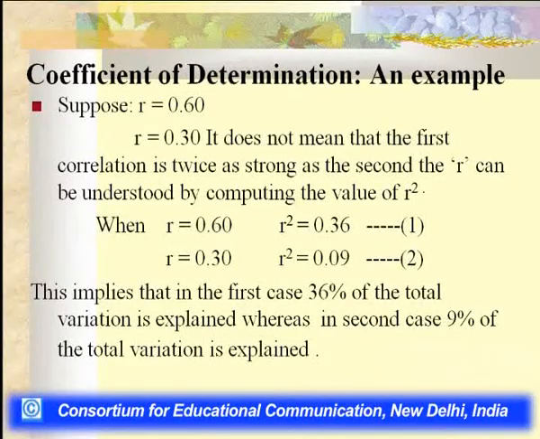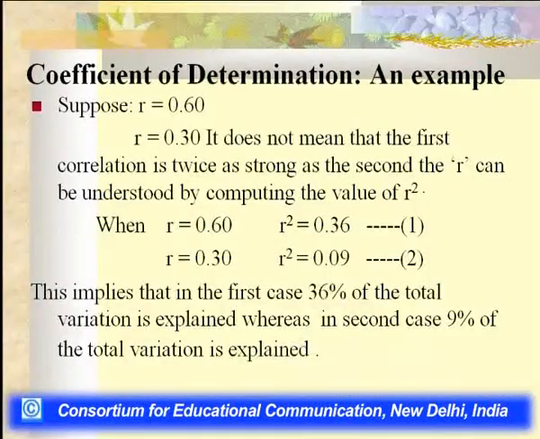Now coming on to the example of coefficient of determination. R is equal to 0.60, R is equal to 0.30. It does not mean that the first correlation is twice as strong as the second. It can be understood by computing the value of R square. When R is equal to 0.6, R square is 0.36. When R is equal to 0.30, R square would be equal to 0.09. This implies that in the first case 36% of the total variation is explained, whereas in the second case only 9% of the total variation is explained.